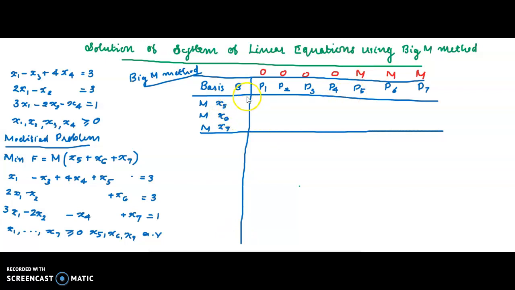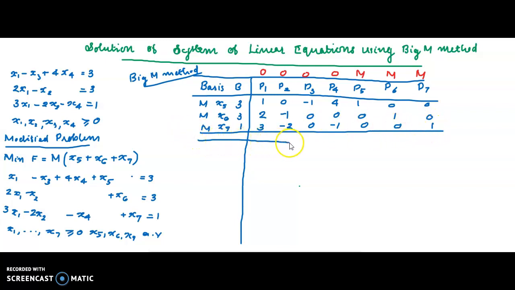B values here are 3, 3, 1. From the first equation 1, x2 is 0, minus 1, then 4, then 1, 0, 0. From the second equation we get 2, minus 1. The other next two coefficients are zeros, then 0, 1, 0. From the last equation 3, minus 2, x3 is absent so 0, x4 minus 1, 0, 0, 1.